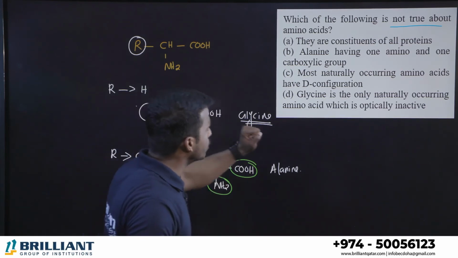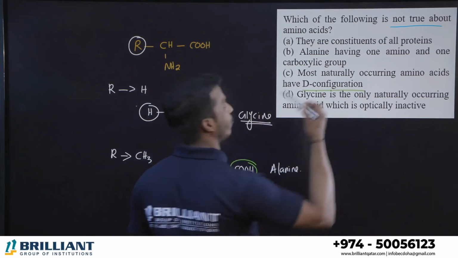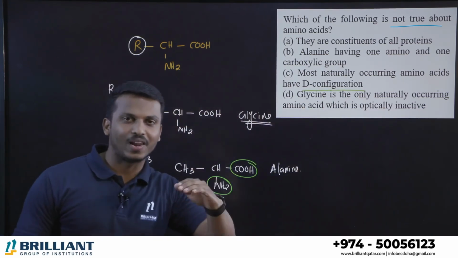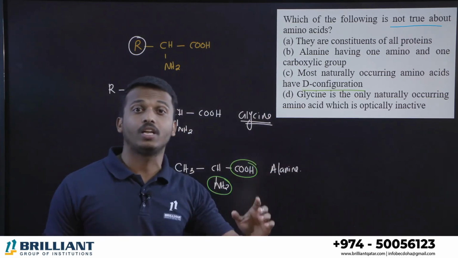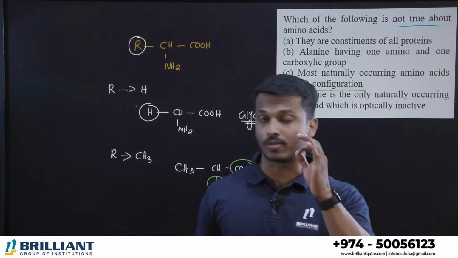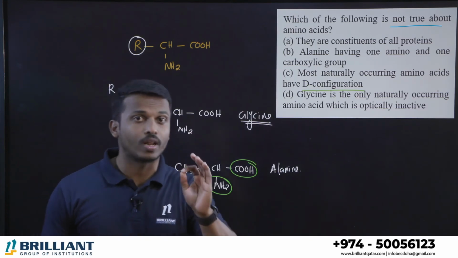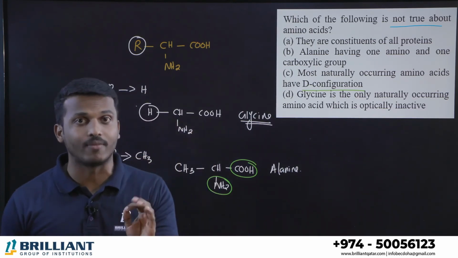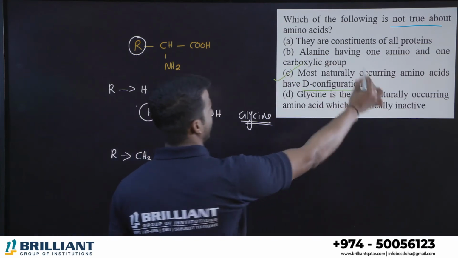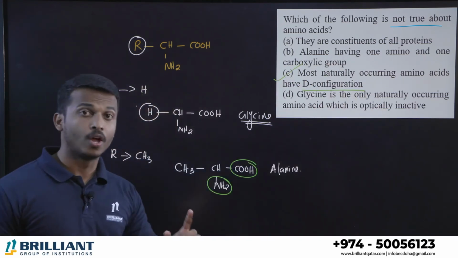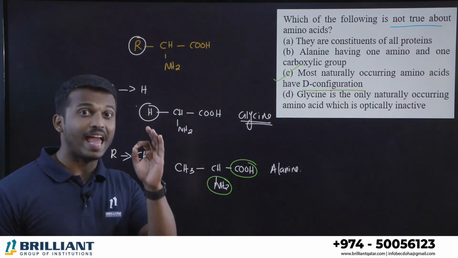Option C, most naturally occurring amino acids having D configuration. You study D and L configuration. Read the NCERT textbook thoroughly. It is very clearly given that most of the naturally occurring amino acids have L configuration, not D. So this is the wrong statement, dear all of you. Okay, option C is the wrong statement. Keep in mind, most naturally occurring amino acids have L configuration.